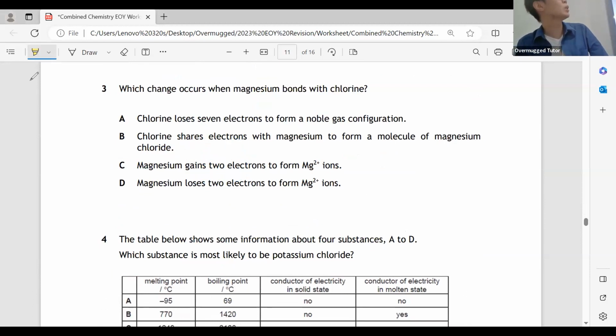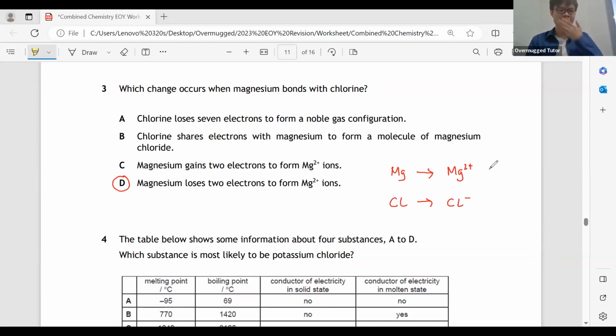Okay, which change occurs when magnesium bonds with chlorine? It's possible to come as open-ended also. There are two or three steps. The first thing that happens is that magnesium will lose 2 electrons. So a magnesium atom, with the same number of protons and electrons, loses 2 electrons to get a full shell and become Mg2+. Then the second step, your chlorine will gain 1 to form Cl-.